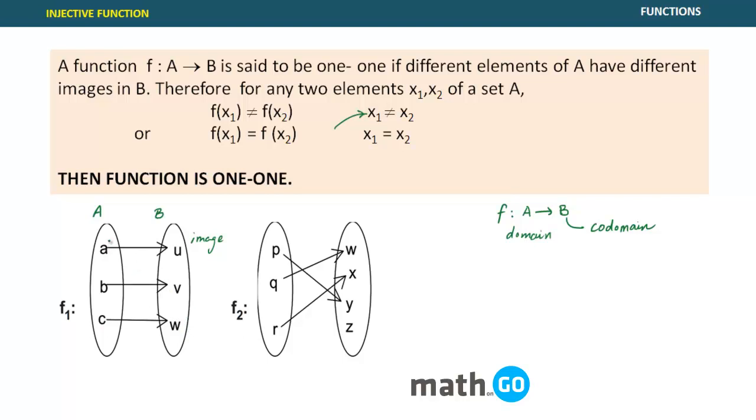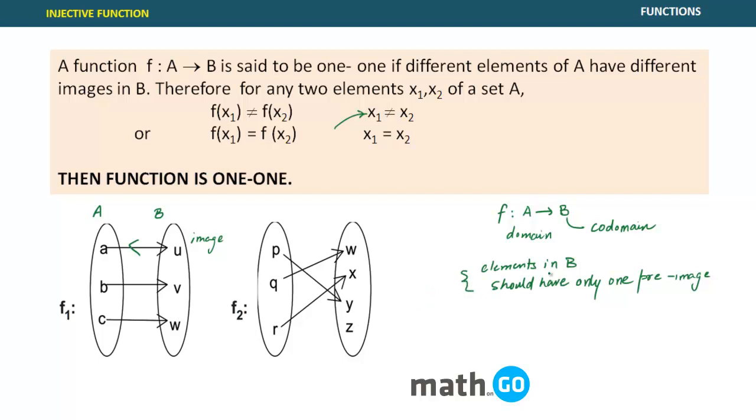So every element in A has an image and they are not overlapping. So for example, A has U. That means U does not have any other image, right? In fact, you could understand it the other way around, that elements in B should have only one pre-image, right? So you understand what we mean by pre-image? Pre-image is when you apply the reverse method, this arrow. So the pre-image of U is A, so it should have only one pre-image.